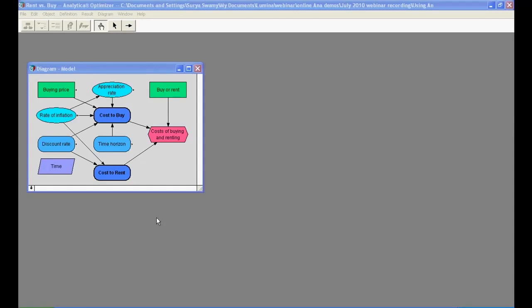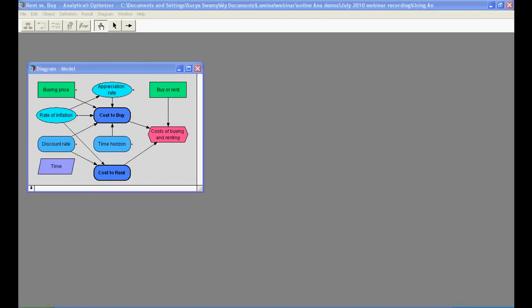A typical influence diagram consists of a number of nodes connected by arrows. In this diagram, the arrow from buying price to cost to buy means that the price of the house affects the overall cost of purchasing it. The influence diagram shows the essential qualitative structure of the model under which one can build a detailed quantitative model.